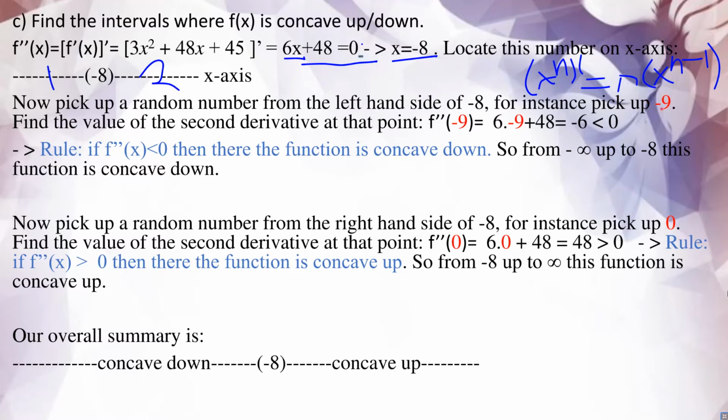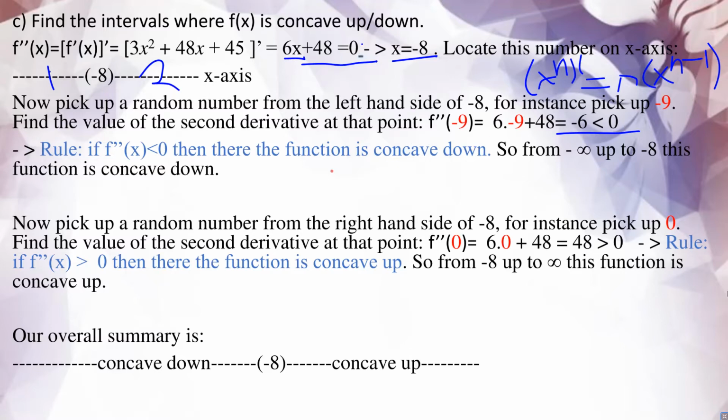So I picked up that. Now, what am I going to do with that number? Write it in the expression of the second derivative. 6 times minus 9 plus 48. Find the answer. It is minus 6. Now comes our new rule. The rule in this part says if the second derivative is smaller than 0, which is the case with us, the second derivative of the function is smaller than 0, then the function is concave down.